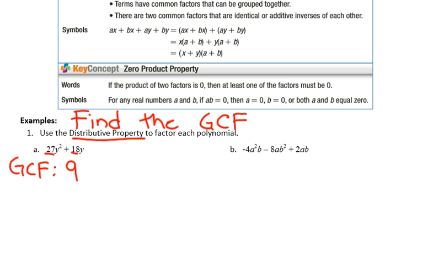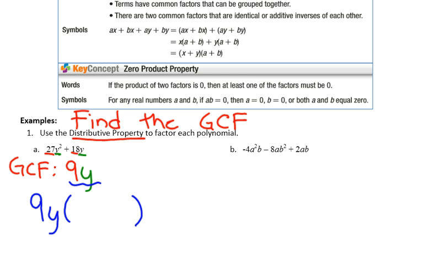Okay, then I'm going to worry about my variable parts. So I want to know what goes into both y squared and y. Well, when you're dealing with variables, you want the smallest exponent, which is a little backwards because you're thinking greatest common factor, but it's really the one with the smallest exponent. So y will go into both y squared and y. All right, so now what are we going to do with this? What we're going to do is we take whatever our GCF is, and we're going to write that out front.